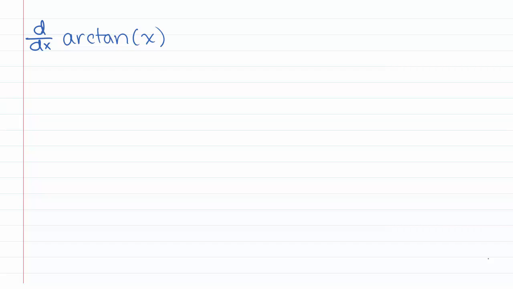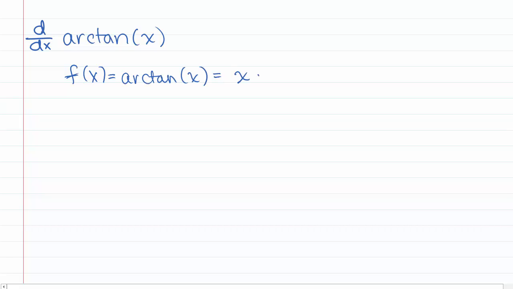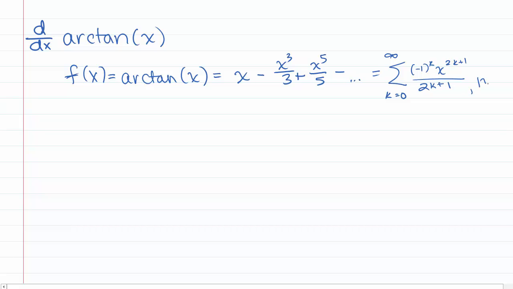Sometimes we can use Taylor series to help us find derivatives as well. Let's say we wanted to find the derivative of arctangent of x, and we didn't already know the answer. Could we use power series or Taylor series to help us figure that out? Well, we know that f of x equal to arctan of x is equal to the power series x minus x cubed over 3 plus x to the 5th over 5 minus dot dot dot, which is the sum, k goes from 0 to infinity, of negative 1 to the k, x to the 2k plus 1, all over 2k plus 1. And that this is valid if the absolute value of x is less than or equal to 1. So x being greater than or equal to negative 1 and less than or equal to 1.